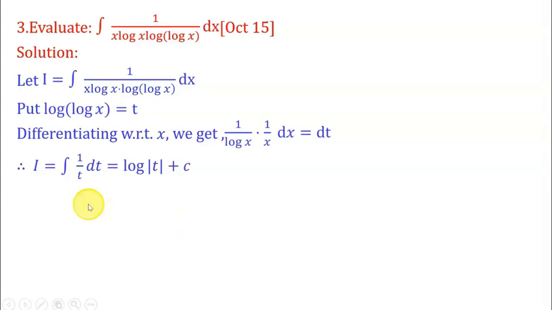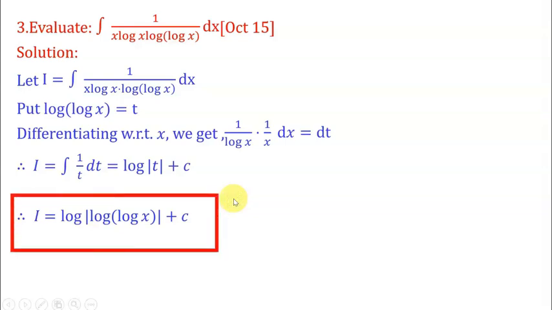Now resubstitute the value of t. Substituting the value of t, you will get I is equal to log of mod of log x, mod complete, plus c. And this is its integration. We applied here the method of substitution. Okay. Now, next example.